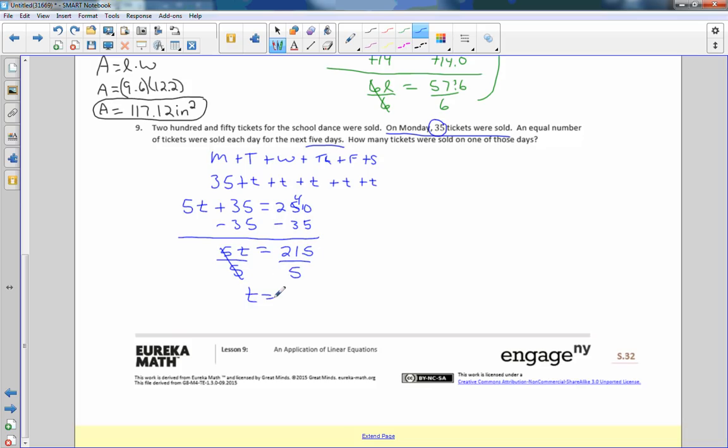And T equals 5 goes into 21 4 times with a remainder of 1. 5 goes into 15 3 times. 43 tickets were sold on Monday, Tuesday, Wednesday, Thursday, Friday, and Saturday. How many tickets were sold on one of those days? 43.